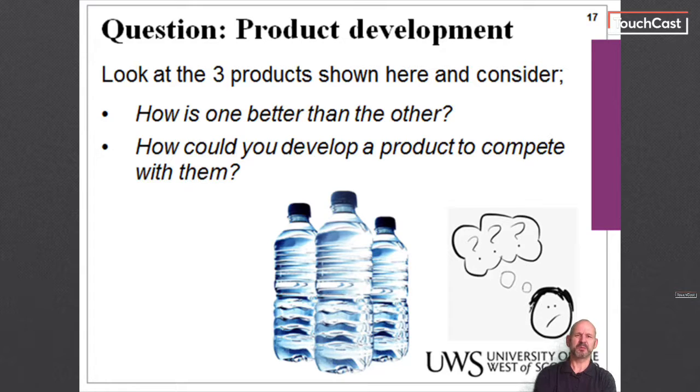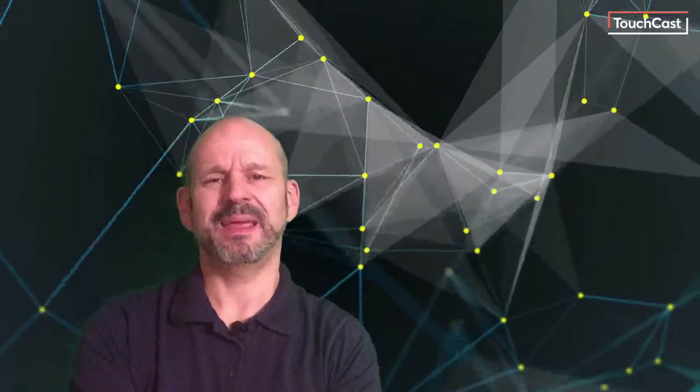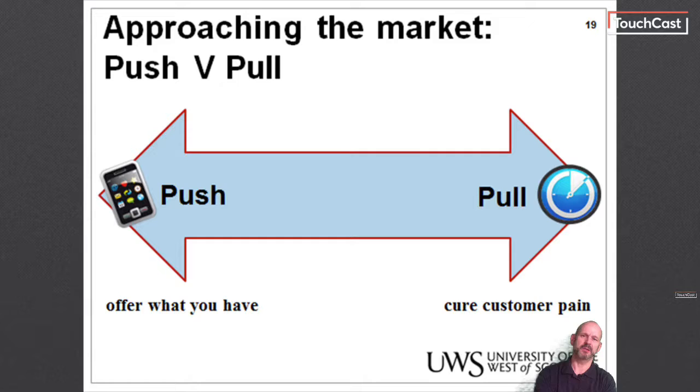In what way is one better than the other? And secondly, how could you develop a product that would have any chance of competing with them? So now we need to think about how best to approach the market, and any marketing strategy has the potential to polarise opinion in either a positive or a negative way. The reality is that the product itself is neutral, and it's our personal perception that influences the degree to which we're interested in making a specific purchase.